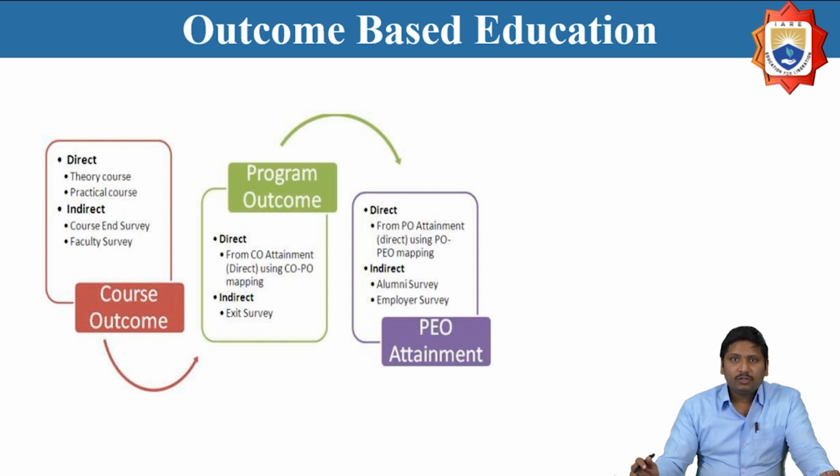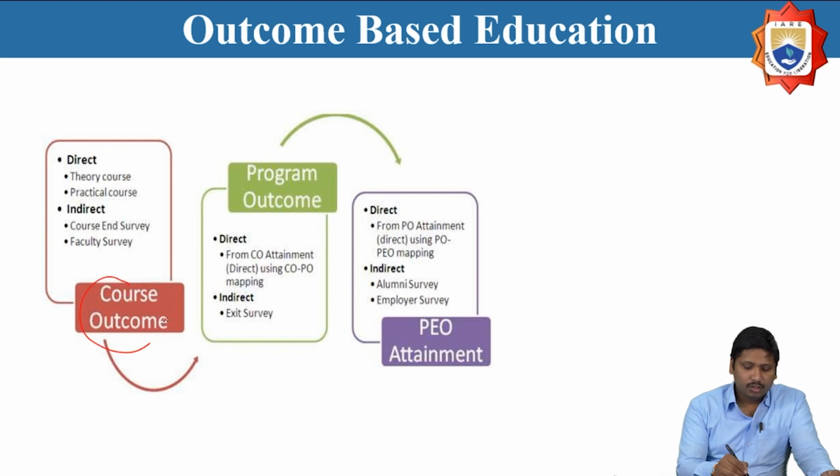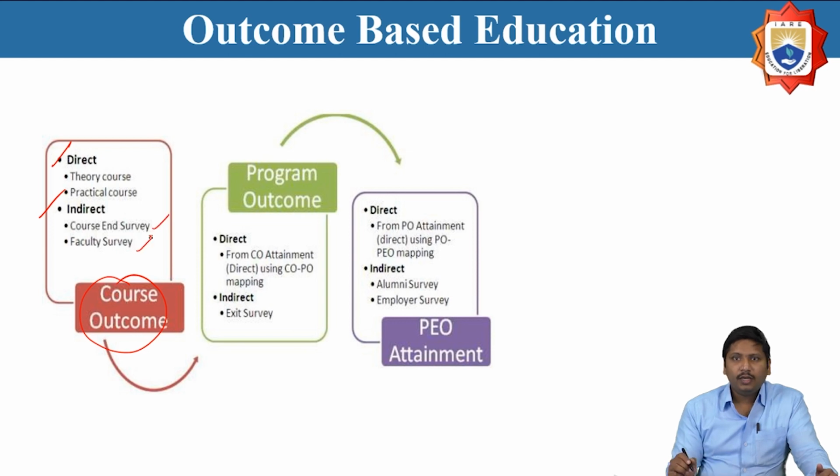Let's see one by one. So how does this work, direct and indirect? If you look at this course outcome, initially you have to conduct direct and indirect assessment. Direct means it should be a theory course or a practical course, and it has to be evaluated. Through indirect means, we can conduct a course-end survey and a faculty survey.